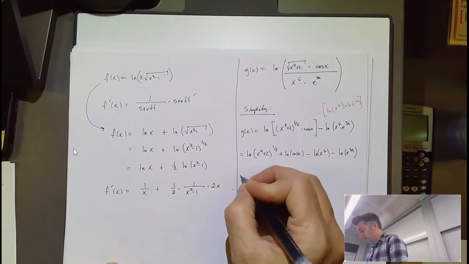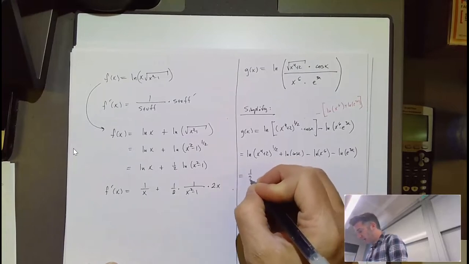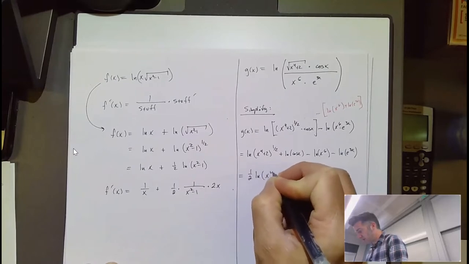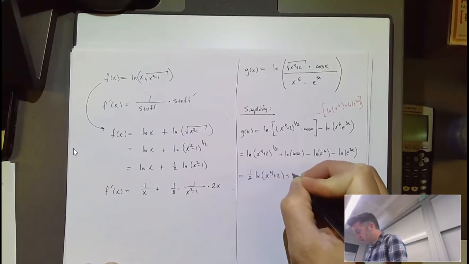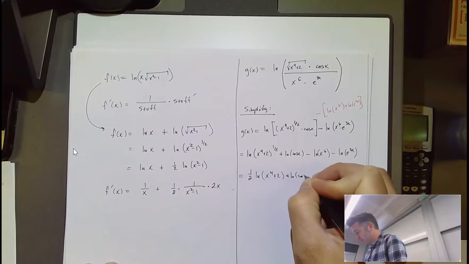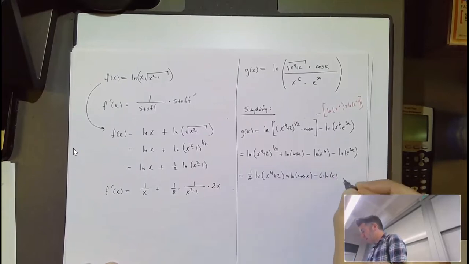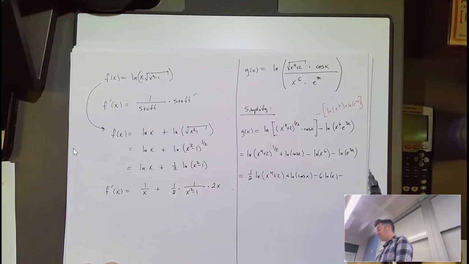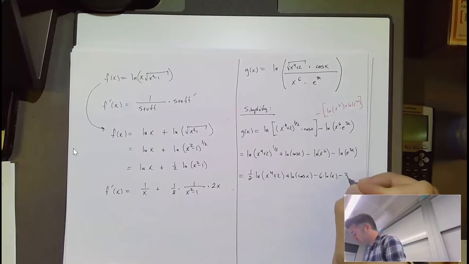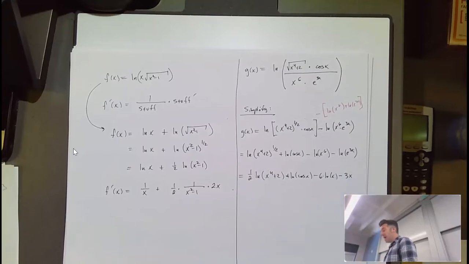So I'm going to rewrite this as 1/2 times the natural log of x to the 4th plus 2, plus the natural log of cosine of x, minus 6 times the natural log of x, minus, I could write this as 3x times the natural log of e, but the natural log of e is just 1. So I'm just going to write this as 3x. And now we've done all the work we can to make it easy to differentiate this.